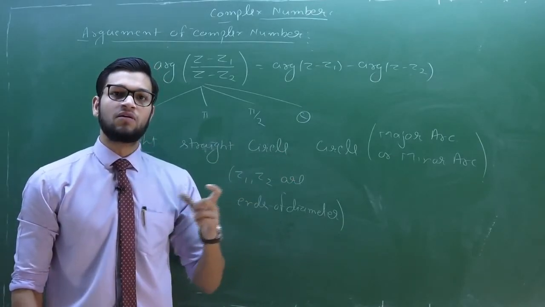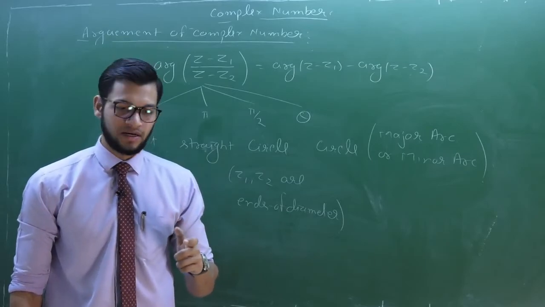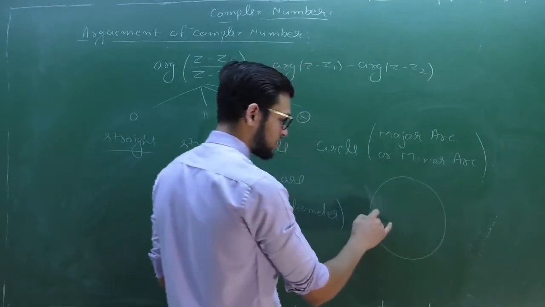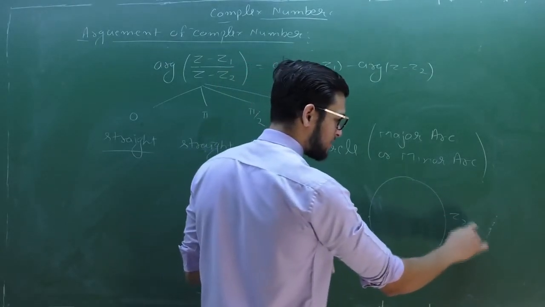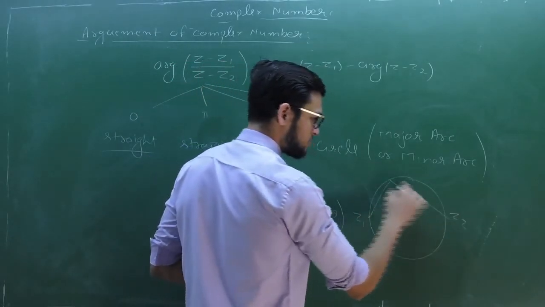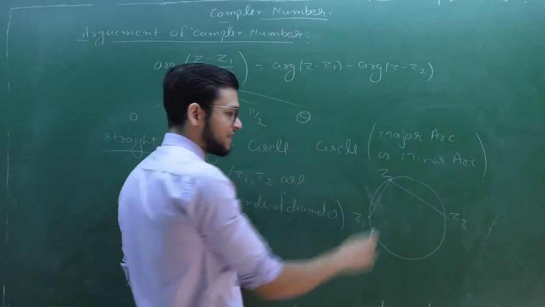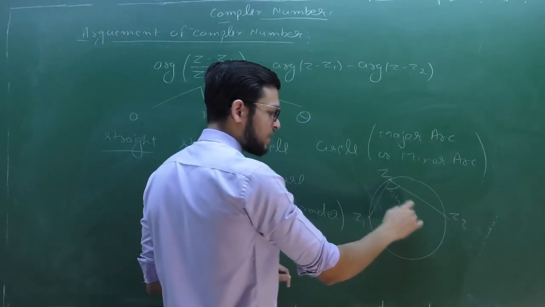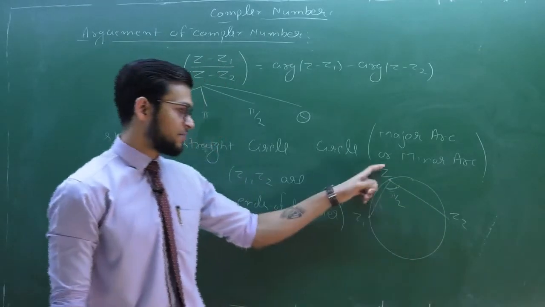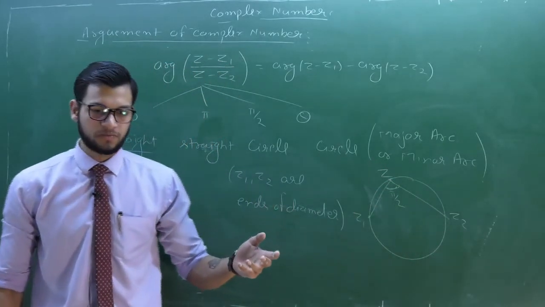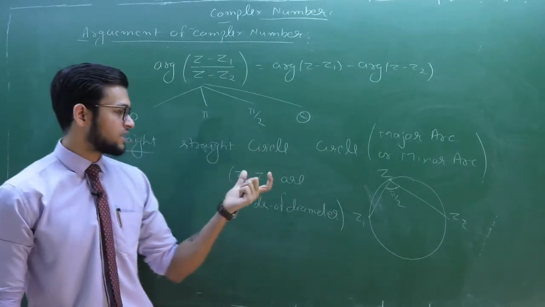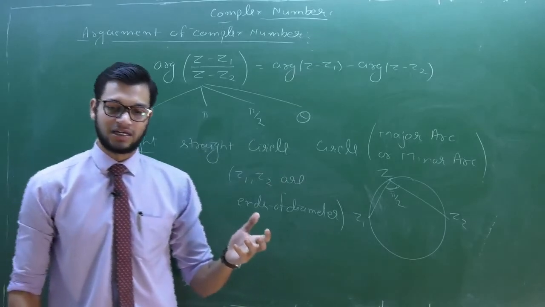This will be a circle where z1 and z2 are the diametric ends, because in a circle, if z1 and z2 are the diametric ends, then if we join these 2 points with any point which lies on the circle, this angle is always equal to pi by 2. And we just want the angle between z minus z2 and z minus z1 to be equal to pi by 2. So we can clearly say that if this term is equal to pi by 2, then the locus will be a circle whose diametric ends are z1 and z2.